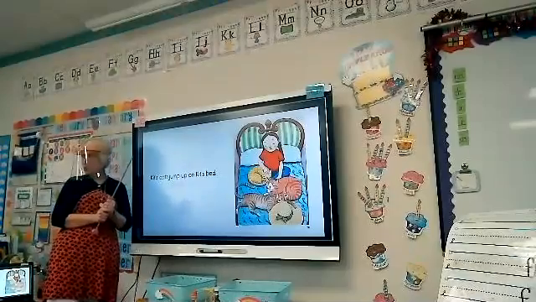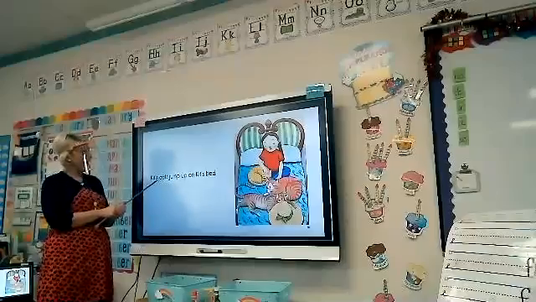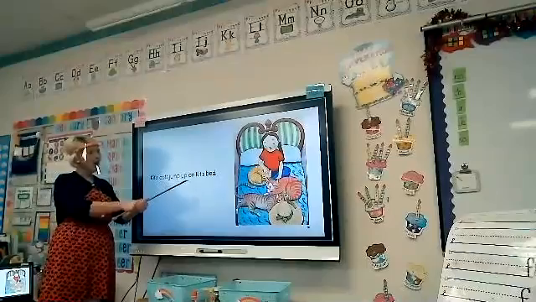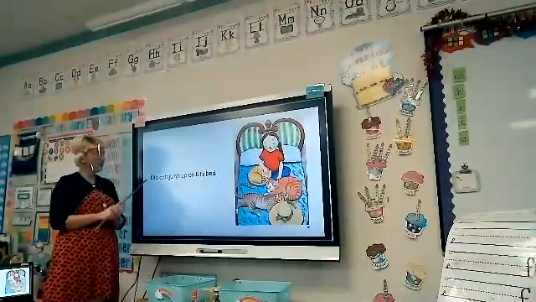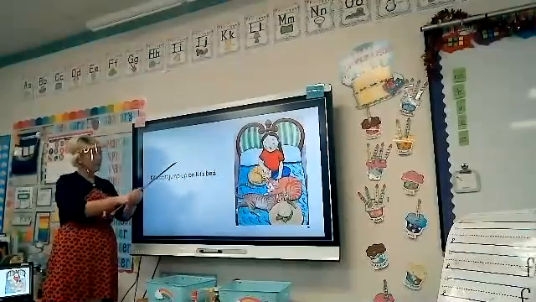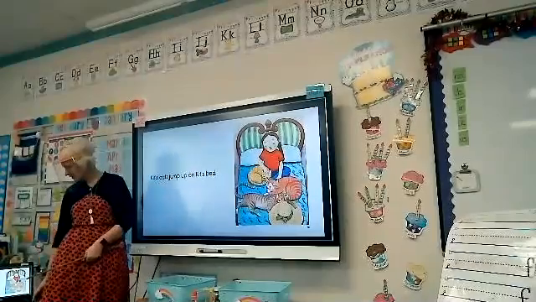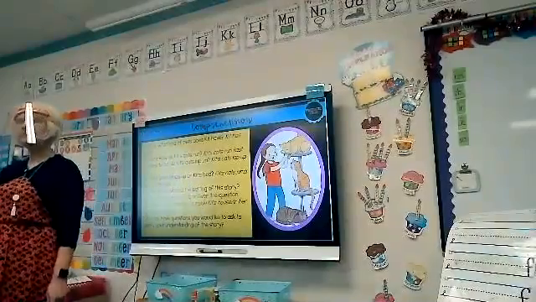Ooh, this is long. Kit's cats jump up on Kit's bed. Here we go. Kit's cats jump up on Kit's bed. That was a long sentence, wasn't it?